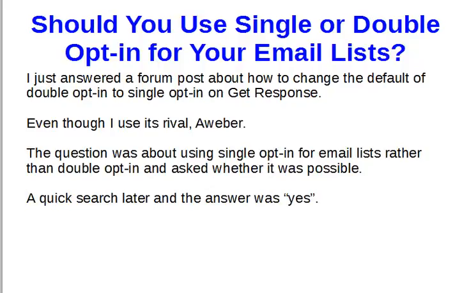Hi, in this video I'm going to talk about whether or not you should use single or double opt-in for your email lists. I just answered a forum post quite recently about how to change the default of double opt-in to single opt-in on GetResponse, even though I use its rival Aweber. The question was about using single opt-in for email lists rather than double opt-in. Single opt-in is just click, double opt-in basically is you have to click a confirmation link as well, so that's the double part. And I asked whether it's possible, and a quick search later, the answer was yes.